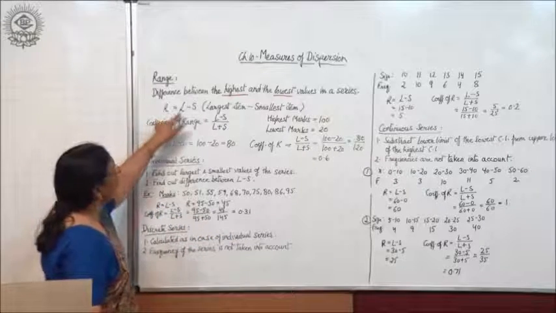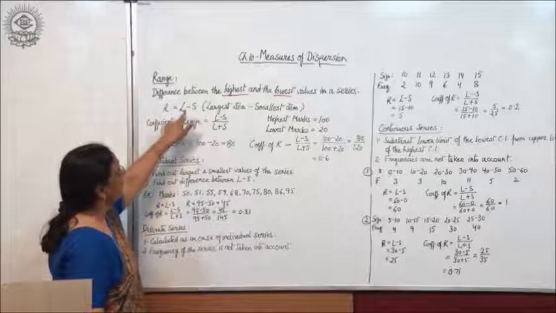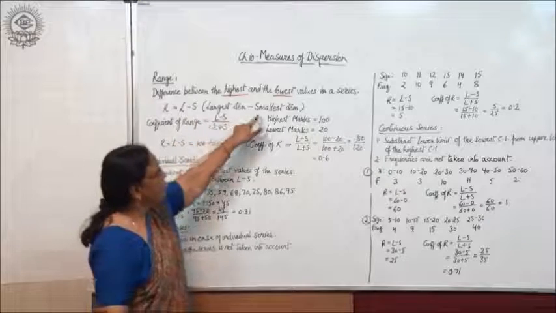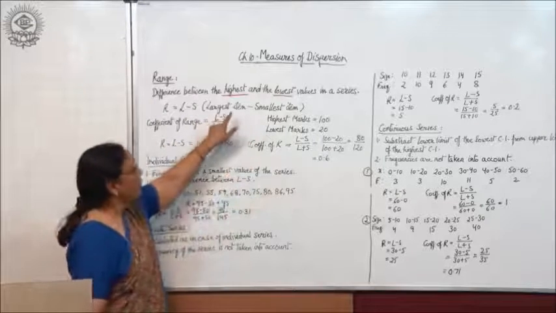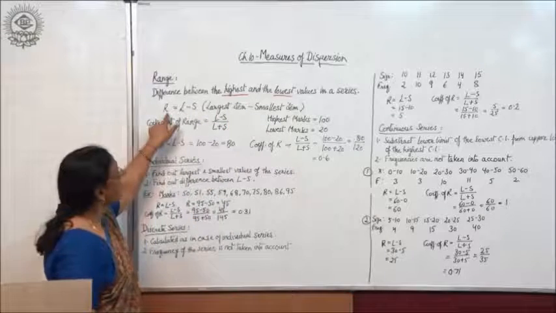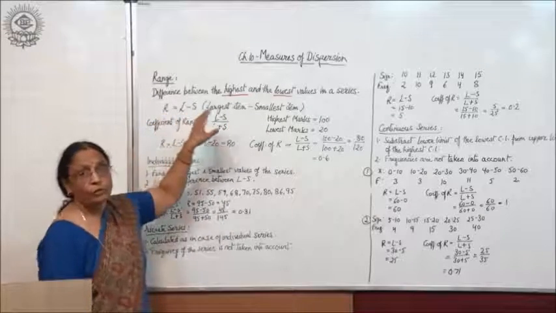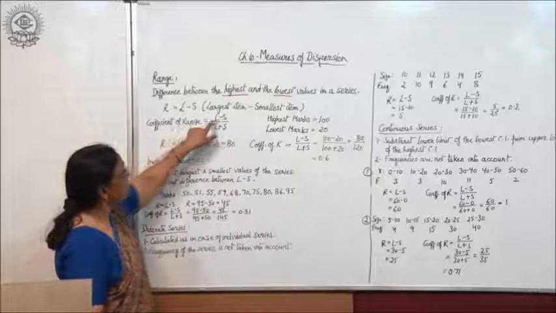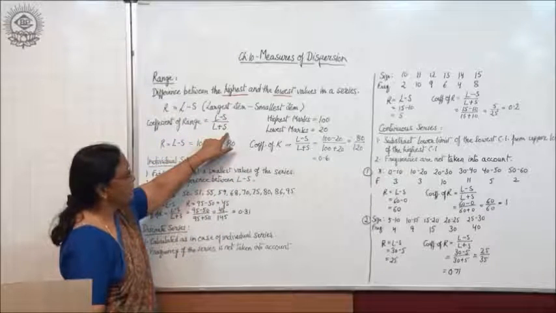So, range is equal to L minus S. L stands for largest item and S is smallest item. So, L minus S, largest item minus smallest item, is range. So, calculation of range is very simple. Coefficient of range is L minus S upon L plus S.